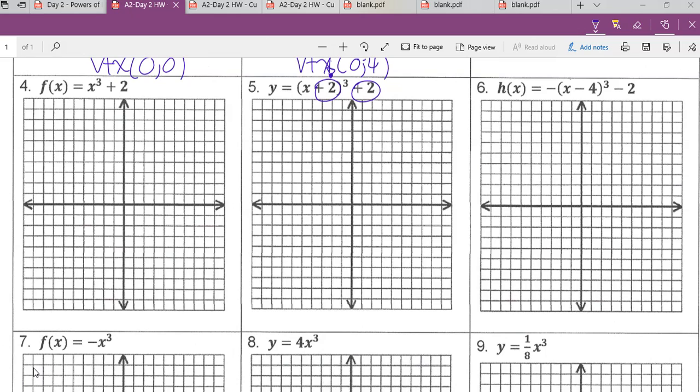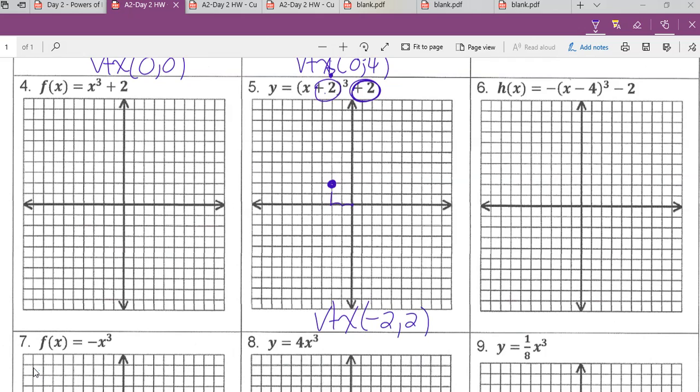So if I begin at the origin and look at my rules from yesterday, the plus 2 means I'm going to go 2 squares to the left. So the origin, instead of being at 0, 0, will now be 2 squares to the left. The plus 2 outside means the origin is going to raise 2 squares up. 1, 2. So right here is where I suspect my new vertex to be. And the vertex is at negative 2, positive 2.